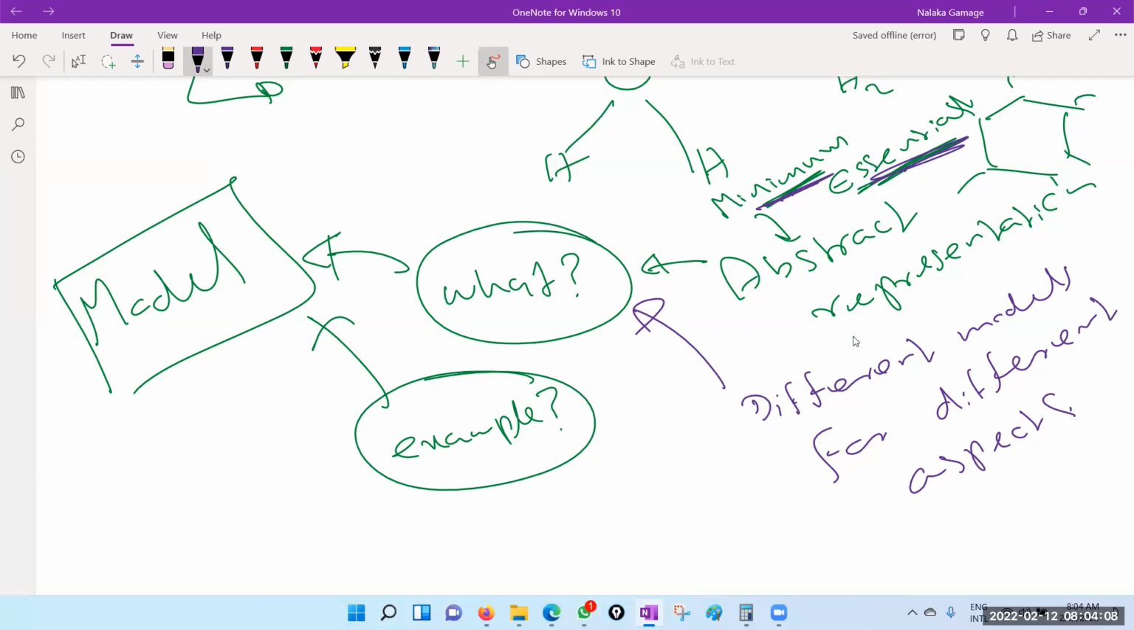Because if you try to understand all the aspects together, it's complicated. But if you model separate aspects separately, it's easier to understand. That is one of the key ideas behind modeling. You model different aspects separately. And it must be abstract. It must be minimum essential.